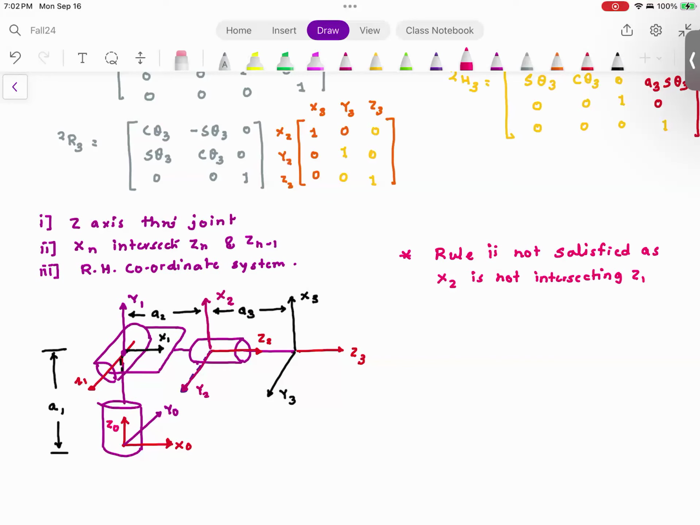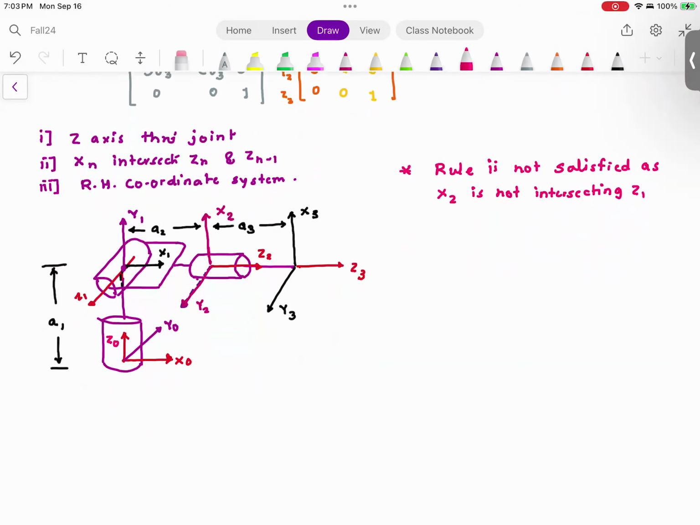Whenever you have a case like this, what we do is a frame translation. What do I mean by frame translation? Technically, our coordinate frame z2 needs to be located at joint 2. But since the rule is not satisfied, I'm going to translate this frame from its current position to the previous frame position. So what does it mean? Please pay attention.